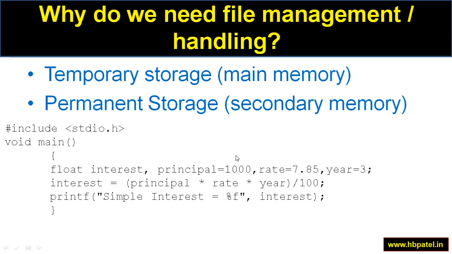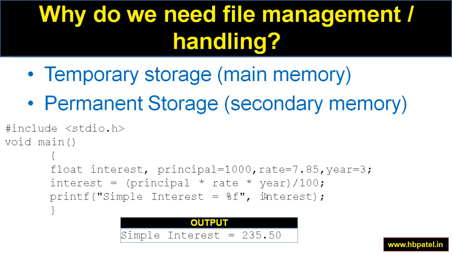We have some values in them, 1007.85% and 3 years. What we are going to do is multiply them together and divide by 100. This is the equation for finding simple interest. Then we'll print on the monitor that simple interest equals this interest. So when I run the program, I'm going to get some output, say simple interest equal to, based on these values, rupees 235.50 paise. This is what you are going to get as output.